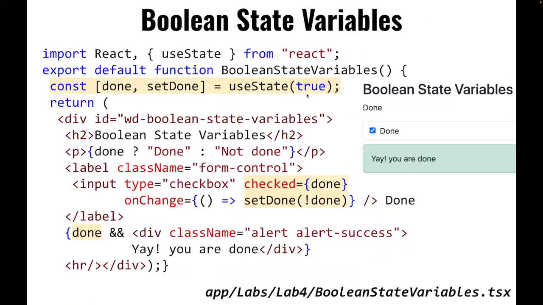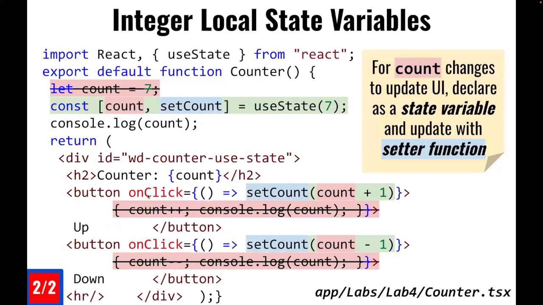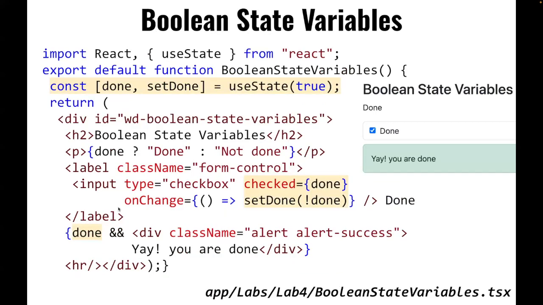gets the value of a Boolean value, like true. It's initialized to be true, and then set done allows it to modify it so that presumably we want to change it from true to false or false to true. The way we're doing that is through this input field that we're declaring as a checkbox. And notice that instead of on click, we are using on change. So this is slightly different than over here. We're using on click. Here we're using on change.